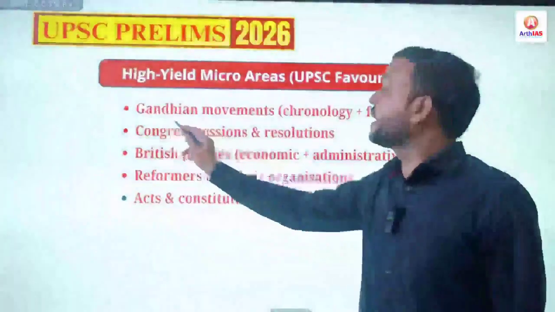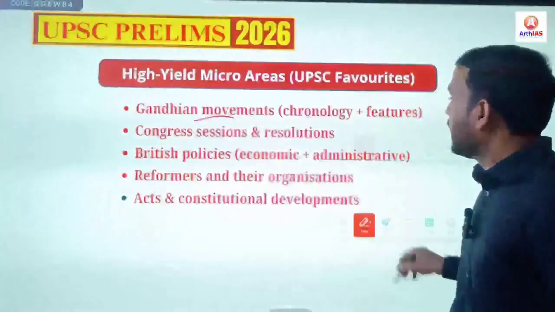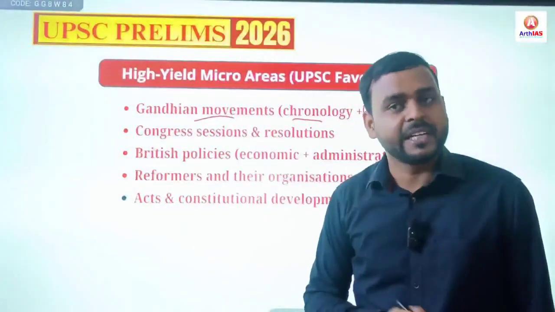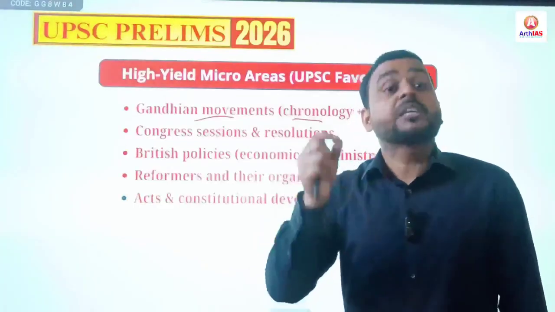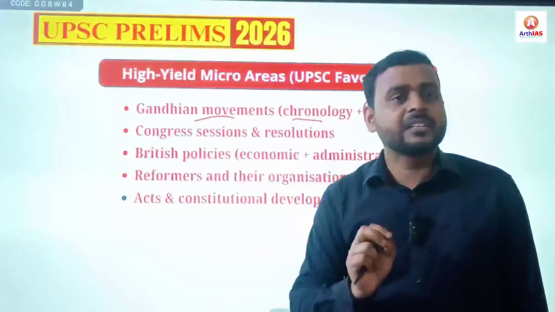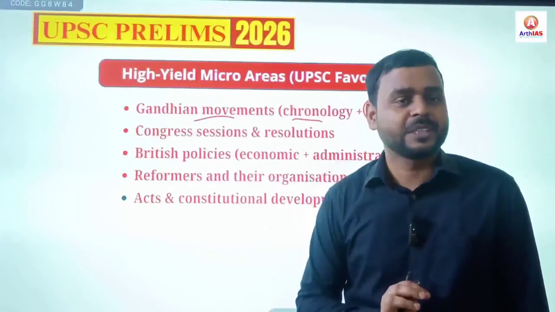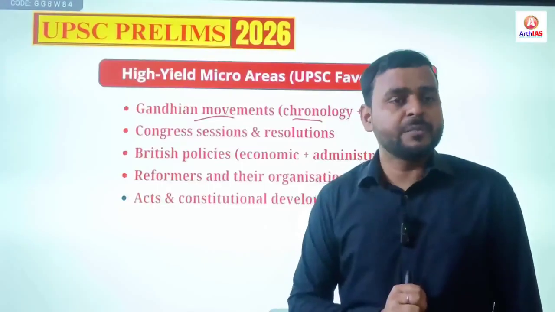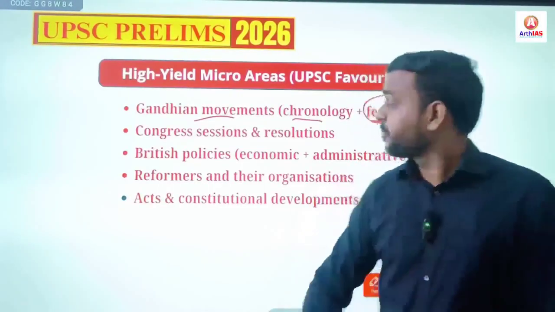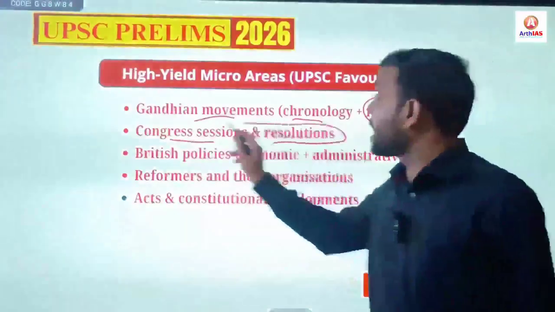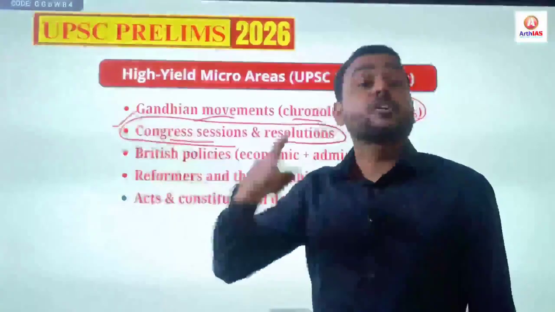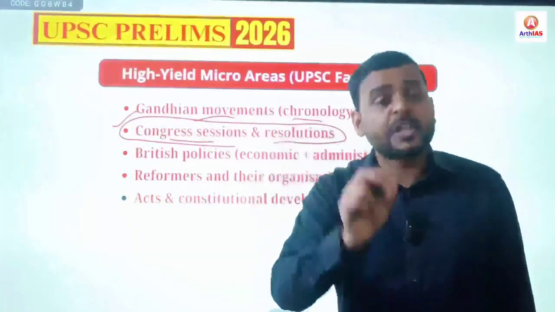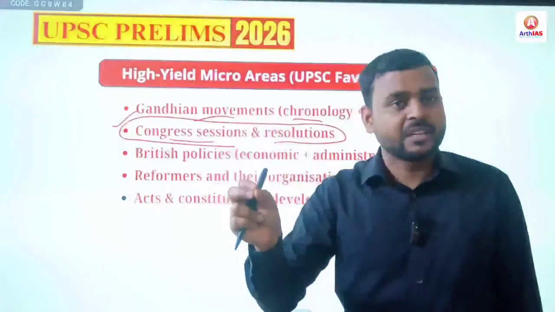Now finally you have to focus on these 5 topics, right? So these 5 topics are Gandhian movements, and mostly here chronology plus features are very important, right? 3 types of movement, for example, Champaran Satyagraha, Kheda Satyagraha, Ahmedabad Mill Strike, right? Very important. Civil disobedience movement, very important. Dandi March, very important, right? Congress session and resolutions are very important, and especially when you study Congress session, their president, location, and anything important that took place in that session, right? That is very important.